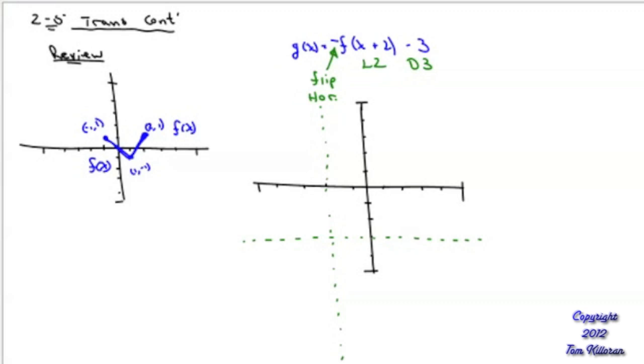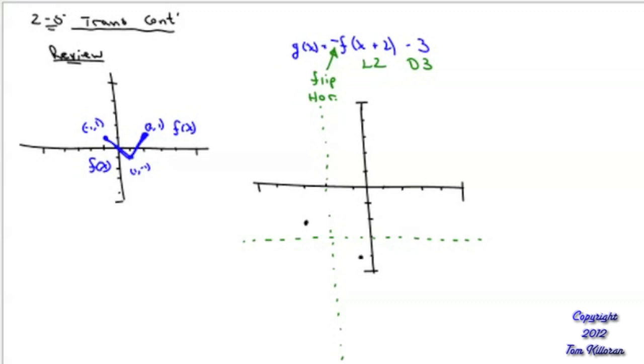-3, -2. So let's see here, -3, -2. That would put the point here. Now this is not my final graph, I'm just moving the points without the flip. 1, -1 is going to do the same motion. It's going to go down 3 and left 2. So where does that put it? -1, -4, that's right here.